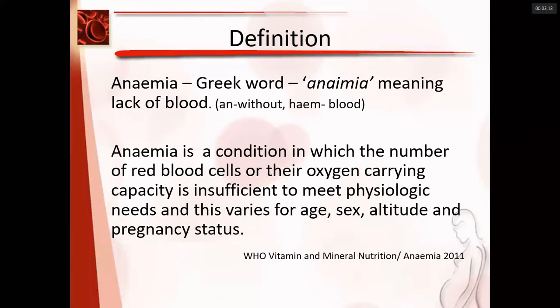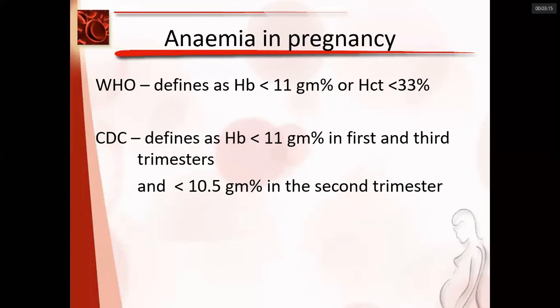So in pregnancy, what are the cutoffs that we take for defining anemia? There are basically two definitions that you must know. One is by the WHO, which defines anemia as hemoglobin less than 11 gram% or hematocrit less than 33%, irrespective of the period of gestation, while the CDC defines it as hemoglobin less than 11 gram% in the first and the third trimester, and less than 10.5 gram per deciliter in the second trimester.